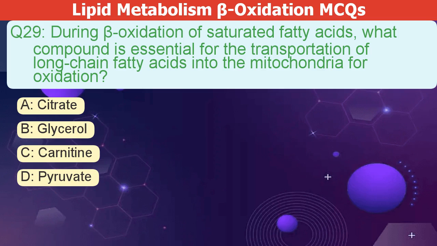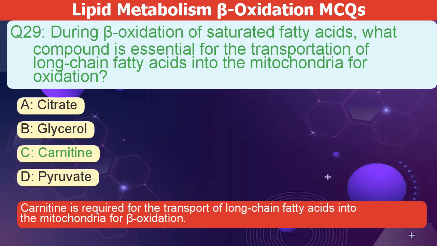During beta-oxidation of saturated fatty acids, what compound is essential for transporting long-chain fatty acids into the mitochondria for oxidation? A. Citrate. B. Glycerol. C. Carnitine. D. Pyruvate.